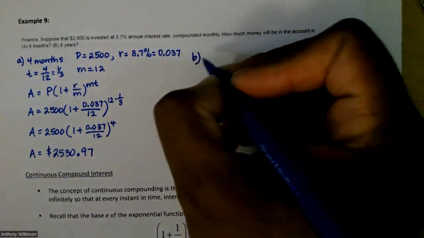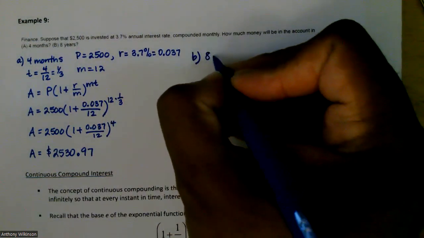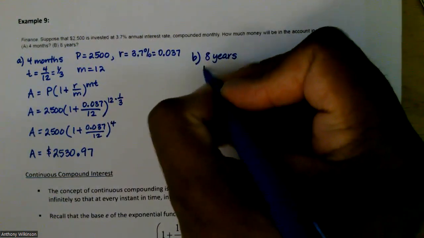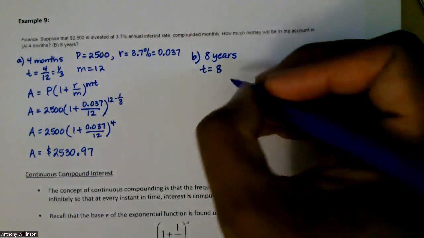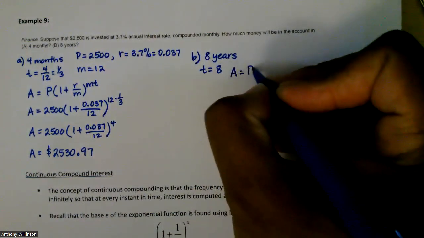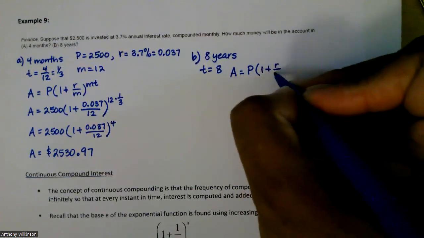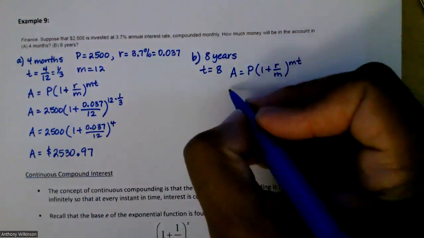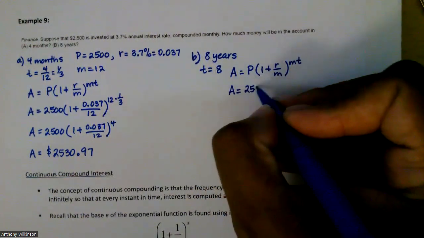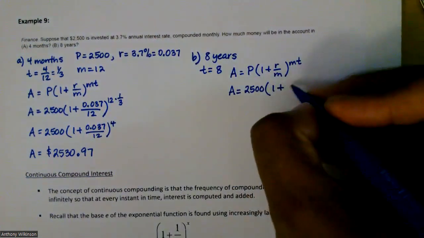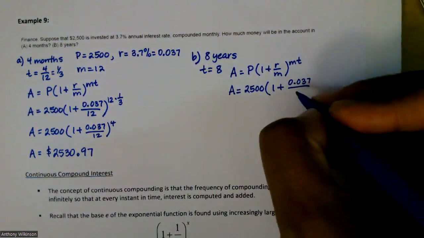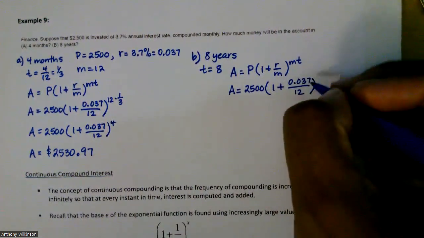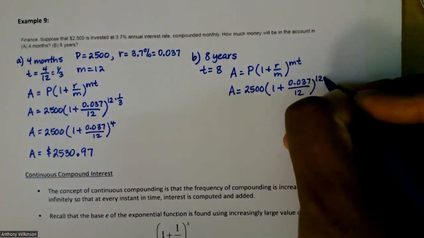Now, part B, in 8 years. So we want to find out how much money will be in the account for 8 years. Well, this is already in years, so we can just say T is equal to 8. Okay, and then use that same compound interest formula with those same values here. So here's the compound interest formula again. P is still $2,500, so now 2,500 times 1 plus R, that's still 0.037 divided by M. There are 12 compoundings in a year, so your M is still going to be 12. And that's going to be raised to the M, which is still 12, but this time T is going to be 8.